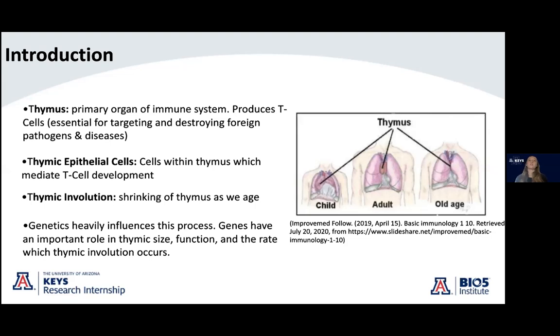Researchers still don't understand the mechanisms behind this, but we do know that it contributes to a susceptibility to illnesses, a poor response to vaccines, and also a higher chance of autoimmune diseases and cancers. The genetics in our body have a huge influence and importance on this process, from factors like thymic size, function, and the rate at which thymic involution occurs. We wanted to look at gene expression because of its importance.